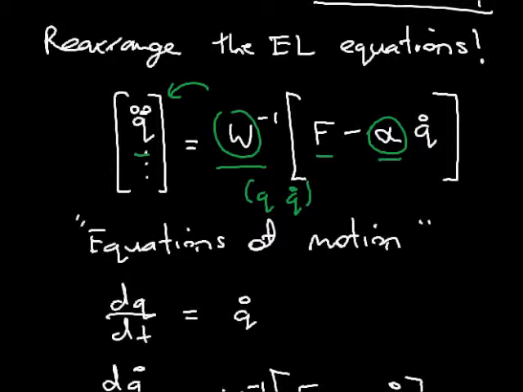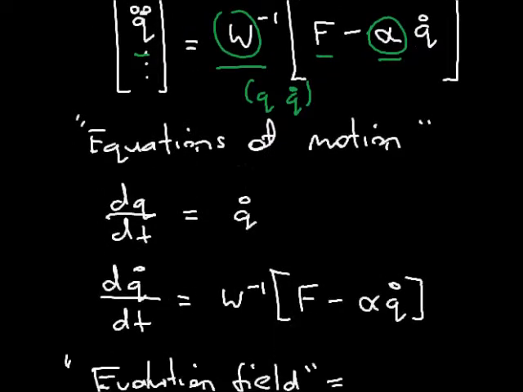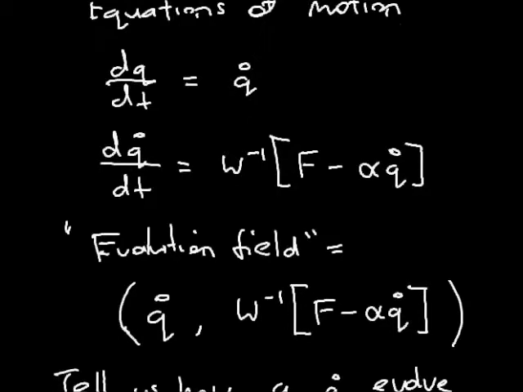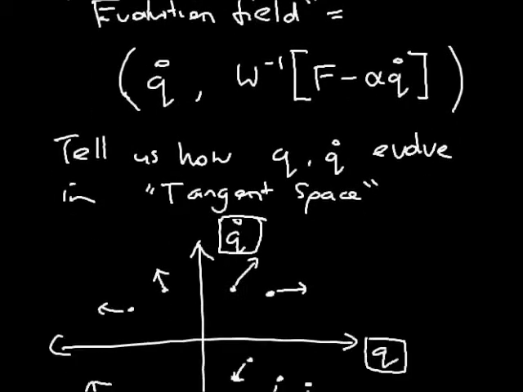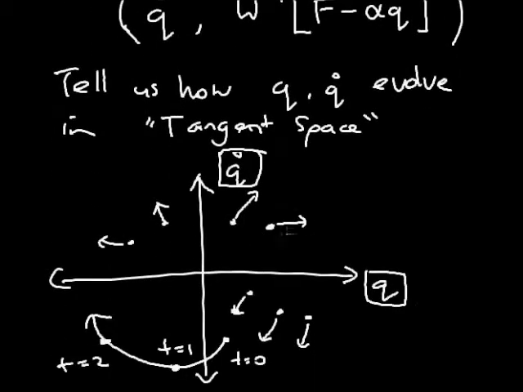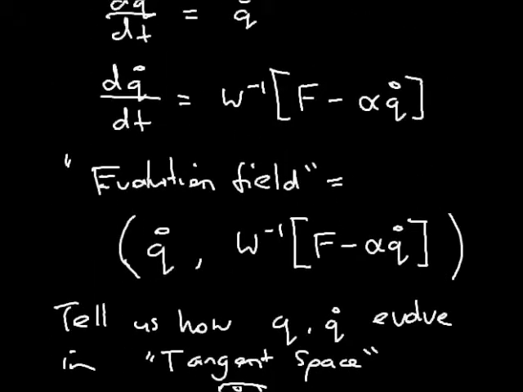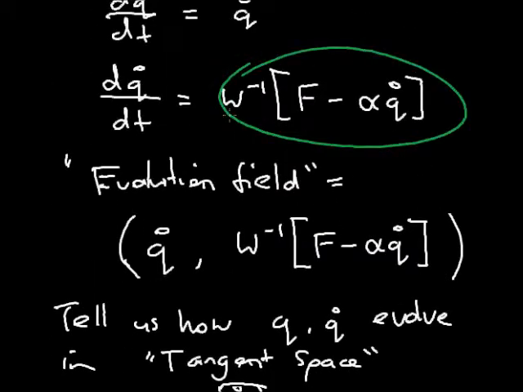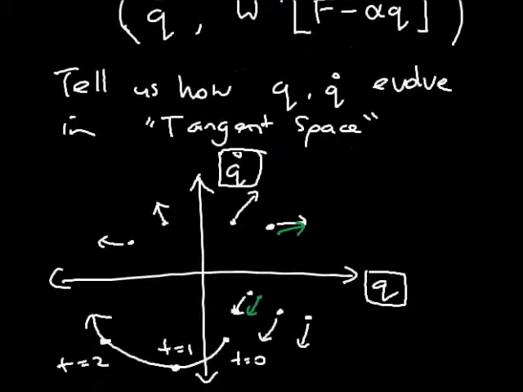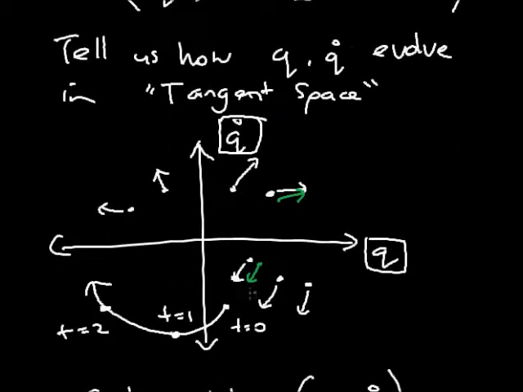In other words, our system is a point in position velocity space. If we know where we are, this time evolution vector field tells us which way we're heading. The change in q is just q dot. The change in q dot is the inverse Hessian times f minus alpha v. If we know where we start, we just follow the flow. And so we can answer everything and anything we ever want to know about the system.